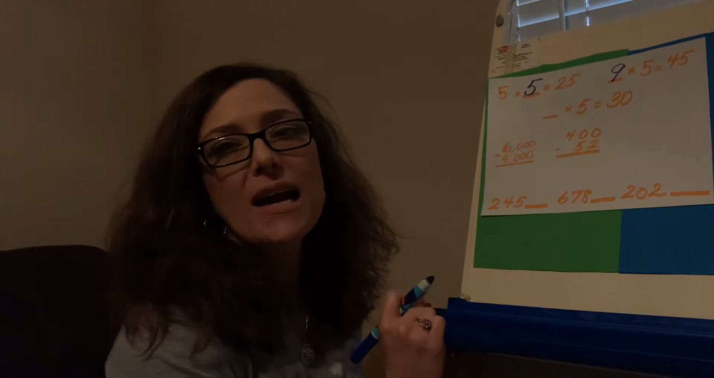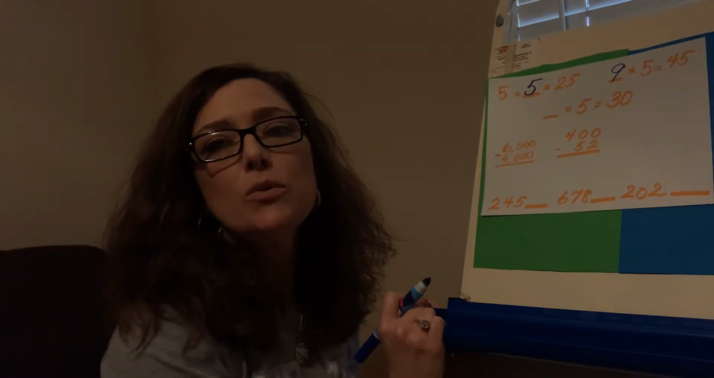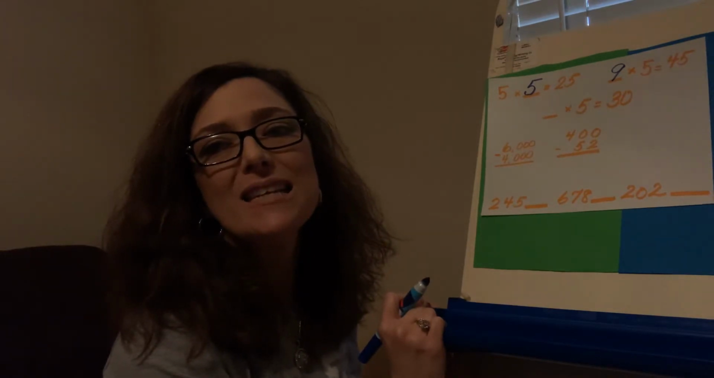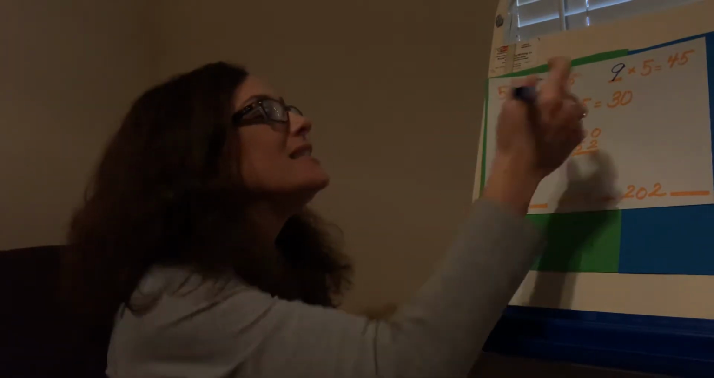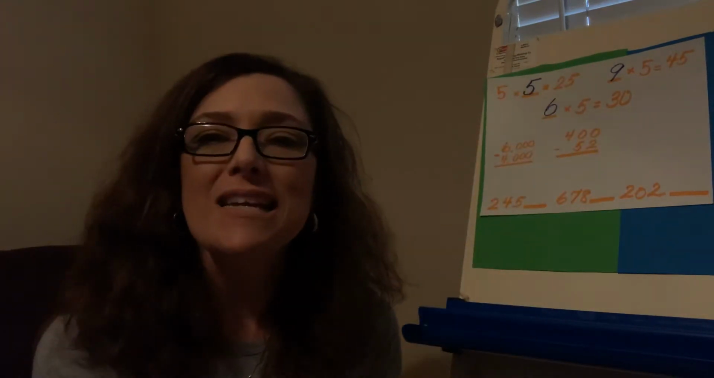Blank times 5 equals 30. 5, 10, 15, 20, 25, 30. How many times did it take us to get to 30? 6. 6 times 5 equals 30.